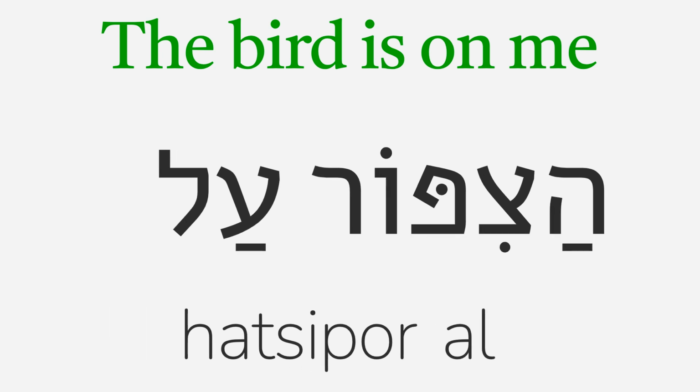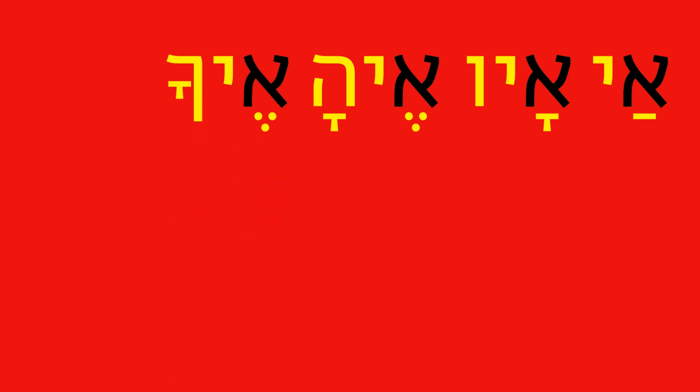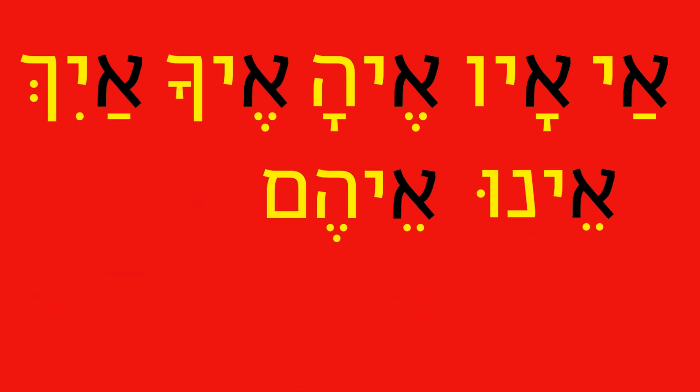Now let's say the bird is on me. This will be hatzipor al, and on al we add the suffix which means me. We know the me suffix is i, so on me must be ali, right? Wrong. It turns out there is an entirely different set of 10 new object suffixes that certain prepositions use instead of the ones we've already learned.